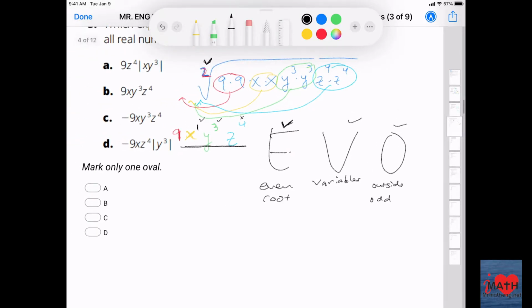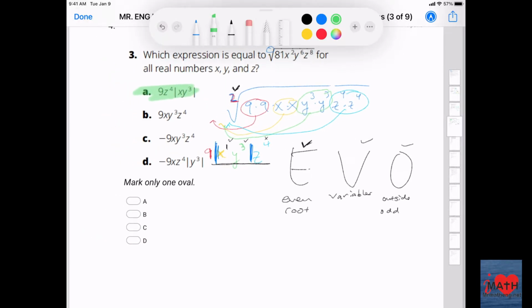What does that mean? It means that those 2, x and y to the third, are in absolute values. So which one has a 9 and z to the fourth on the outside? That would be letter choice A. So for question number 3, the answer is A.